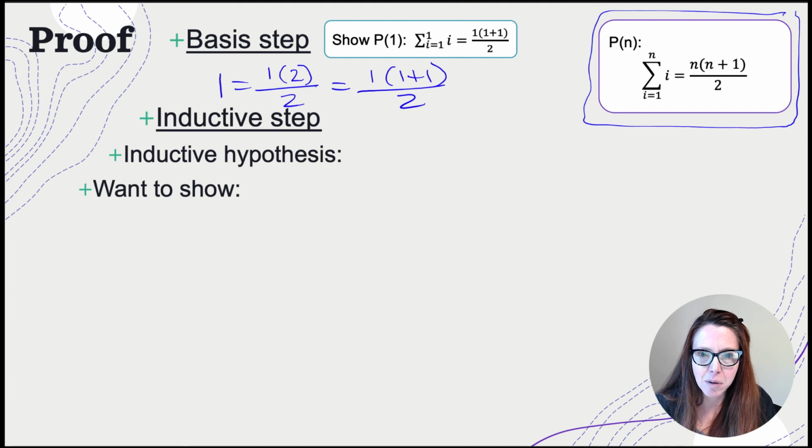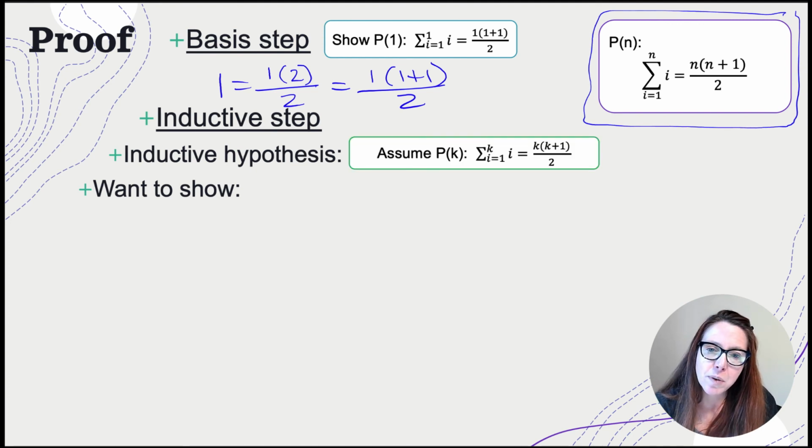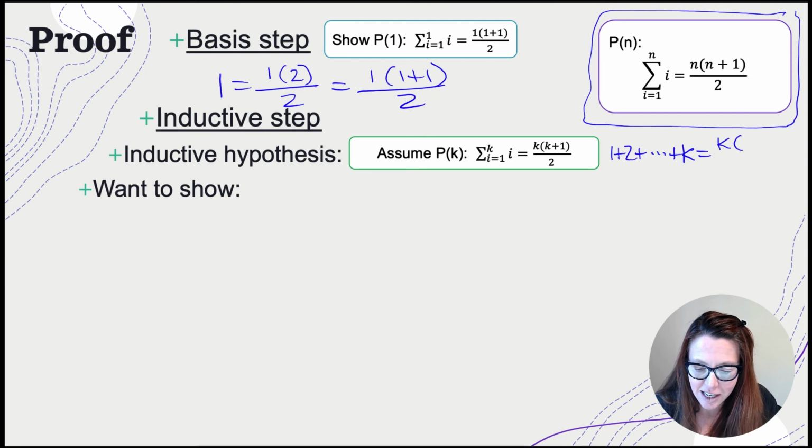So then we have to figure out, well, what is the inductive step? What's our inductive hypothesis? This is where we assume that P(k) is true. So we're going to assume that the sum of the first k digits, so 1 plus 2 plus all the way up to k, is equal to k times (k+1) over 2.